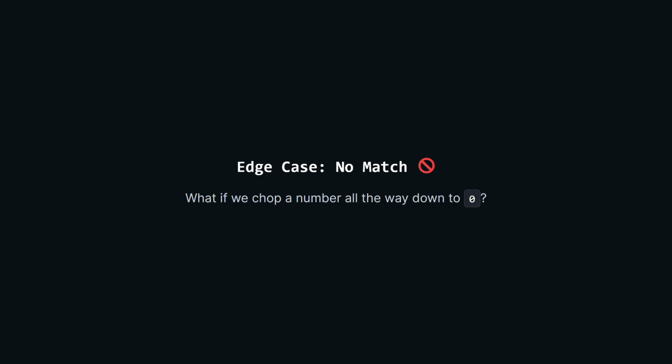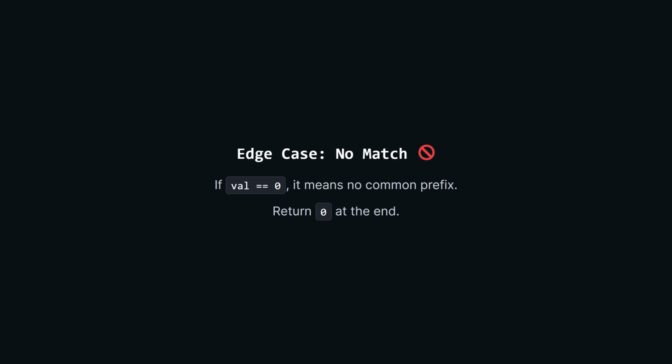There's an edge case we need to think about. What if we keep chopping a number down, digit by digit, and we never find a match? Eventually, dividing by 10 will give us 0. If our value hits 0, it simply means that specific number shares absolutely no prefix with anything in the first list. If we finish checking everything and our longest prefix tracker is still 0, we just return 0.